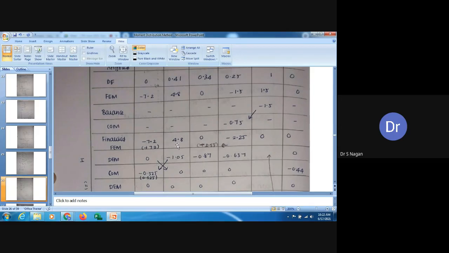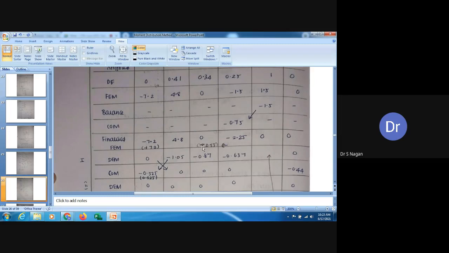At joint B, I have 4.8, 0, minus 2.25. So 4.8 minus 2.25 will be 2.55. Therefore, minus 2.55 needs to be applied. Please check whether the value is correct or not. 4.8 minus 2.25. Yes, it is 2.55. So 4.8 plus 0 minus 2.25 is 2.55. So 2.55 is unbalanced, and I need to apply minus 2.55.